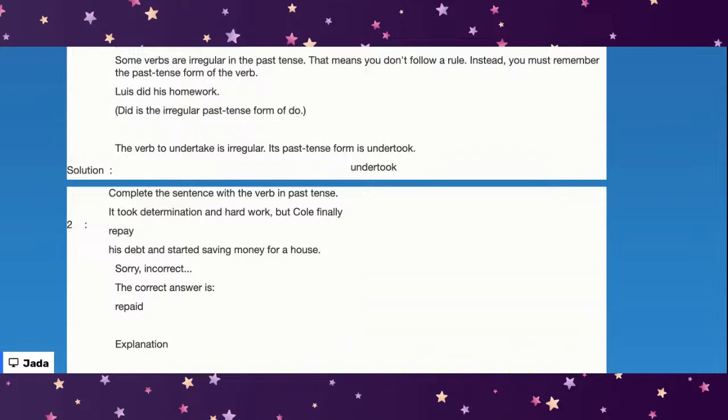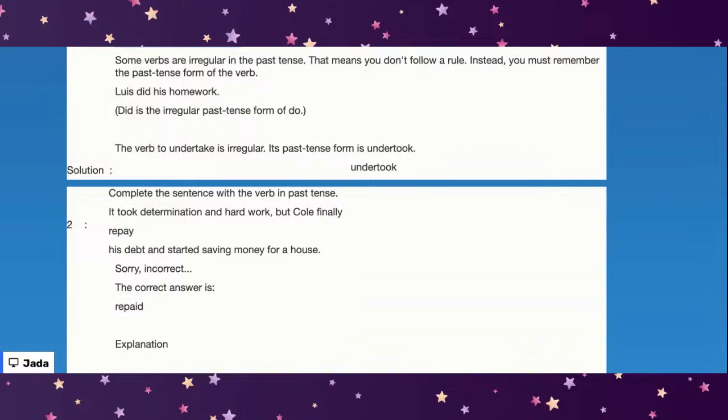Okay, so just like how we have Louis did his homework, now did is the irregular past form of do. Obviously, when it comes to the irregular, you cannot have anything like doed with ed. It's not possible. That's why we have a different form for the irregular past tense, and you have to be the one to remember that because it's very different, it's unique. Unlike the regular that has the basic ed and d.